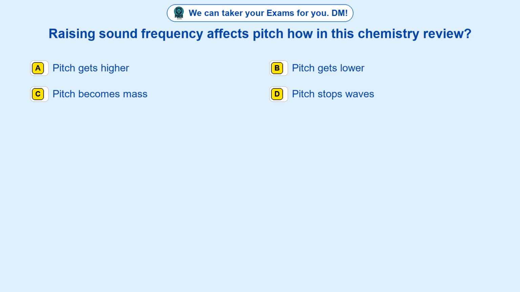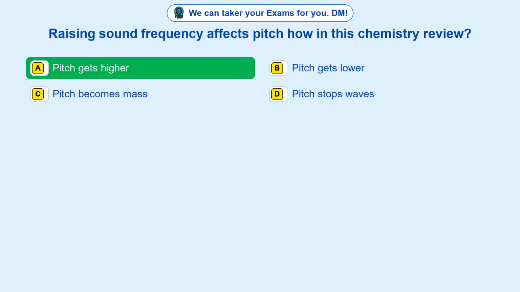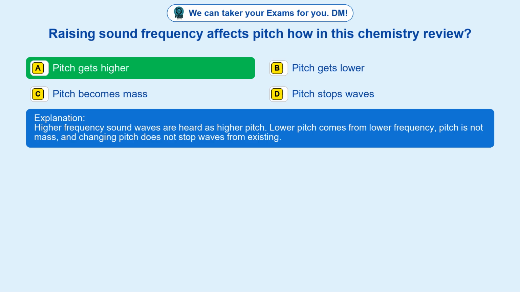Question 67. Raising sound frequency affects pitch how in this chemistry review? Option A, pitch gets higher. Option B, pitch gets lower. Option C, pitch becomes mass. Option D, pitch stops waves. The correct answer is option A, pitch gets higher. Higher frequency sound waves are heard as higher pitch. Lower pitch comes from lower frequency, pitch is not mass, and changing pitch does not stop waves from existing.